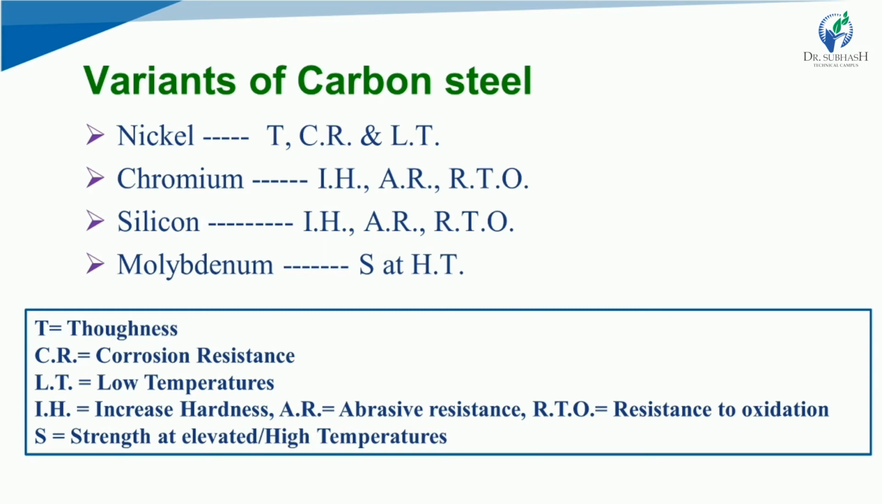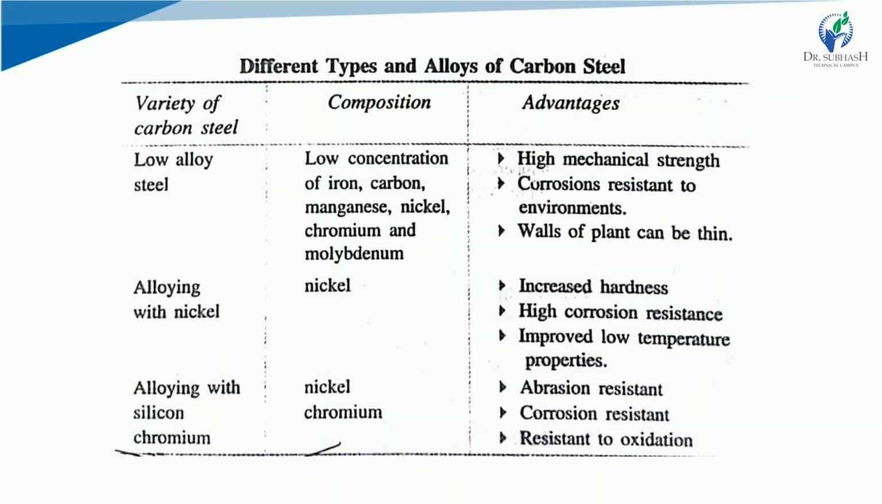When we talk about silicon, it is almost the same as chromium: IH, AR and RTO. Molybdenum provides strength at increased temperature. S means strength and HT is high temperature, or you can also say elevated temperature. So these are alloys of carbon steel. When you mix these metals, you can get a superior quality of carbon steel. So these are the different types and alloys of carbon steel.